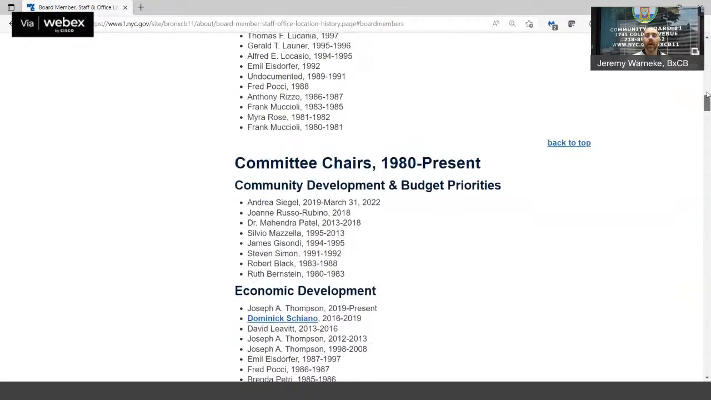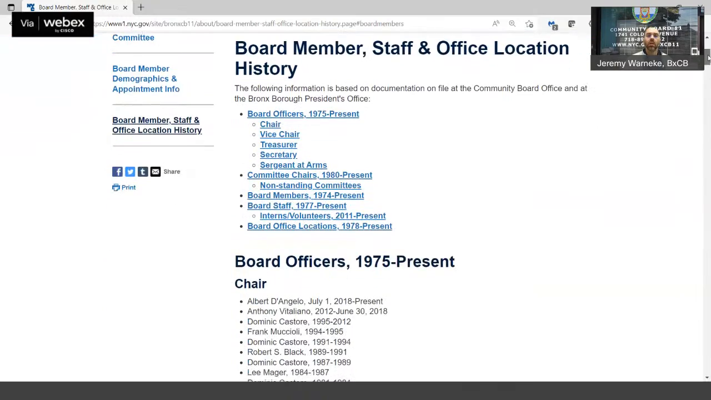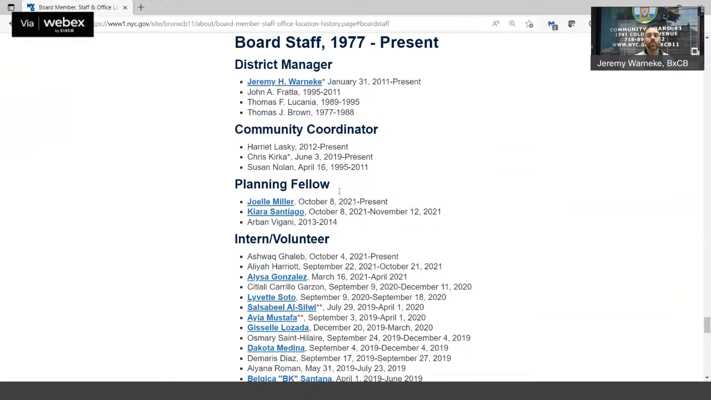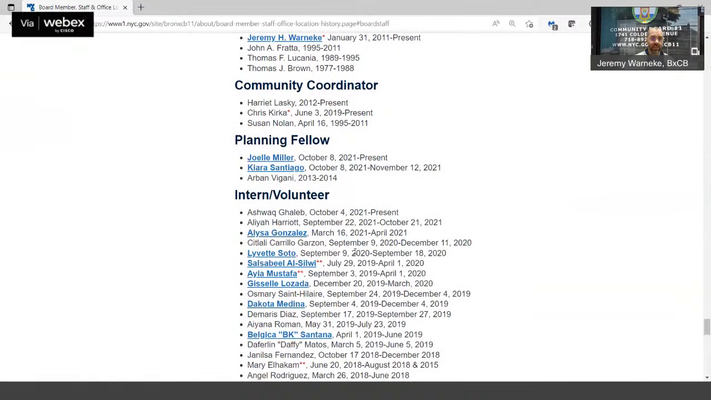And if you scroll up to the very top of this page, you can see who the officers are and were, 1975 to present, and who the committee chairs are and were from 1980 to present. I started doing that last year. Who the board members are and were, 74, we just discussed, and staff, for example. Staff 77 to present. You can see again, I referenced Tom Brown, our first district manager, in 1977. It's basically 10 years, maybe 11 years.